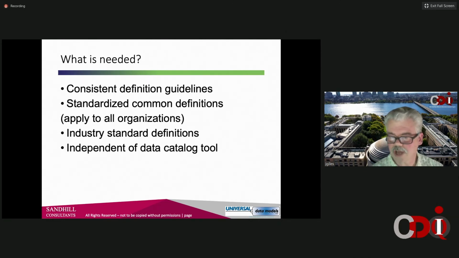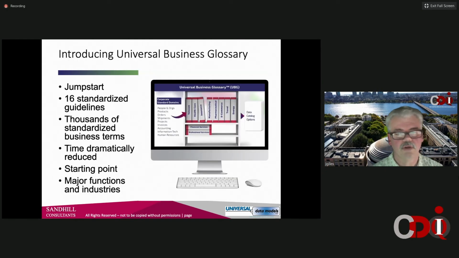But what software is not so good at is providing all the content. And that's what consumes most of the time and most of the resources. So this is why we've come up with this idea of a universal business glossary. Developing a common vocabulary is a significant investment in time and resources, and then you have to manage the complex interactions between the terms and their meaning.